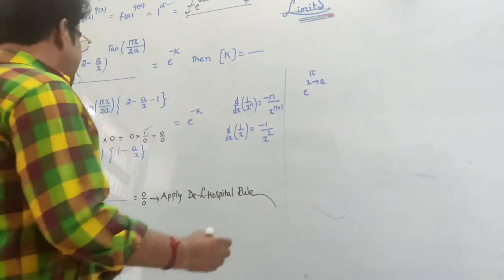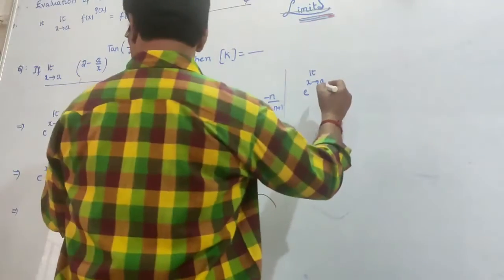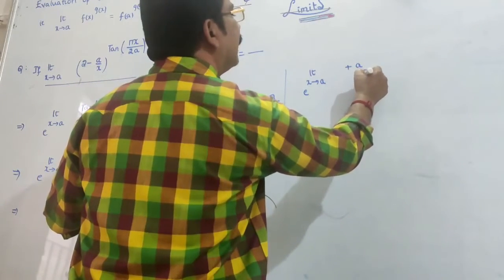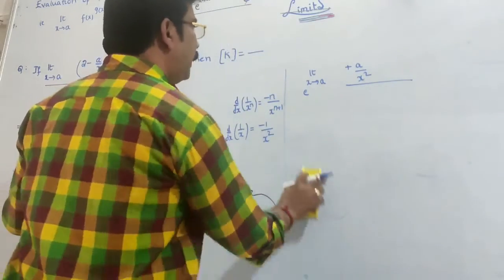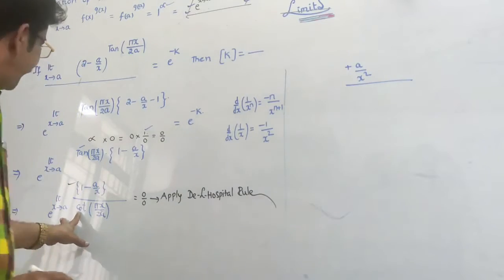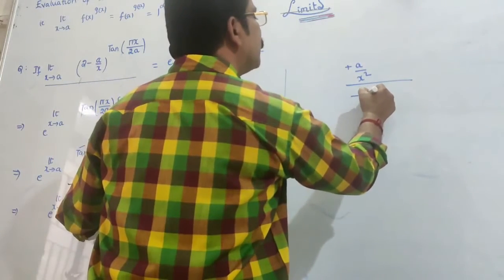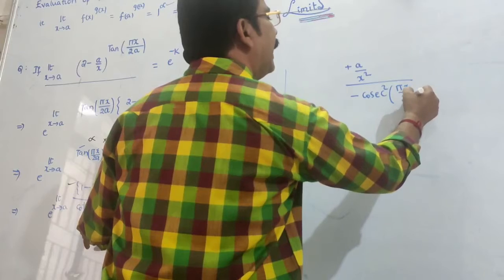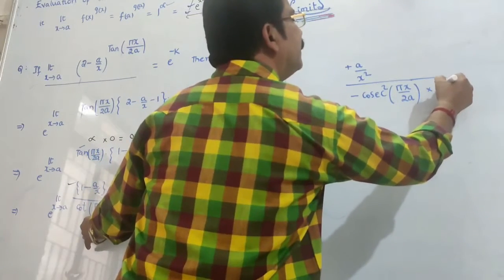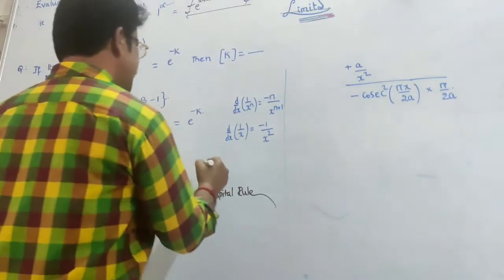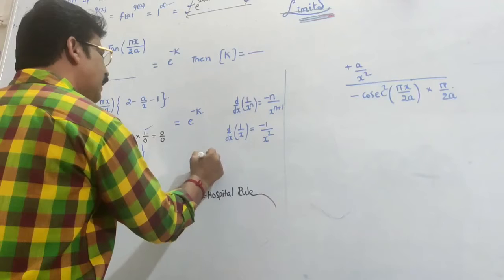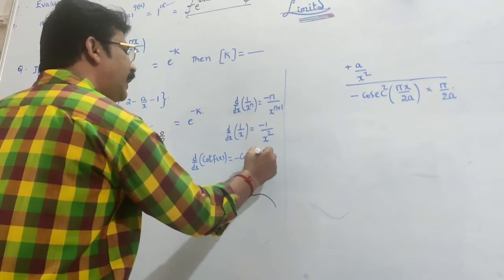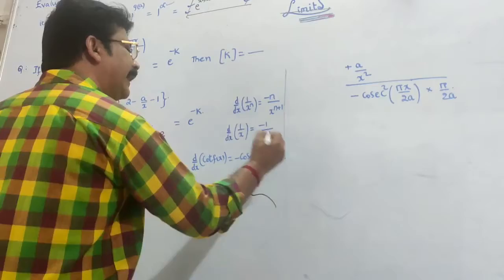Thus d by dx of 1 by x, n equal to 1, means minus 1 divided by x square, just like that. So it is minus into minus, plus, so minus a into minus 1 by x square, divided by, first I will write this denominator, d by dx of cot of pi x divided by 2a, which is minus cosecant square of pi x divided by 2a into its differentiation pi by 2a, because d by dx of cot f(x) is equal to minus cosecant square of f(x) into f dash of x, like that.